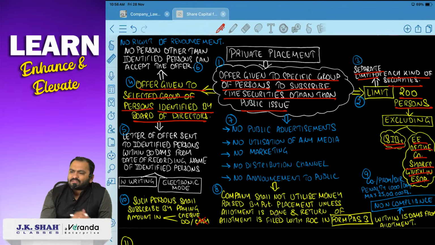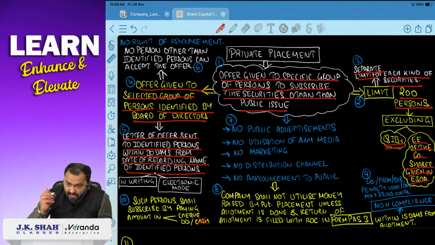Now fifth point. How to give them this offer? To subscribe to the shares, are we going to issue a prospectus? No. A letter of offer is sent to such identified persons within 30 days from the date of recording the names of such identified persons. You understood this? The day when these people are identified by the board, within 30 days you need to send the letter of offer to such identified people. Okay, you can send this in writing or by electronic means.